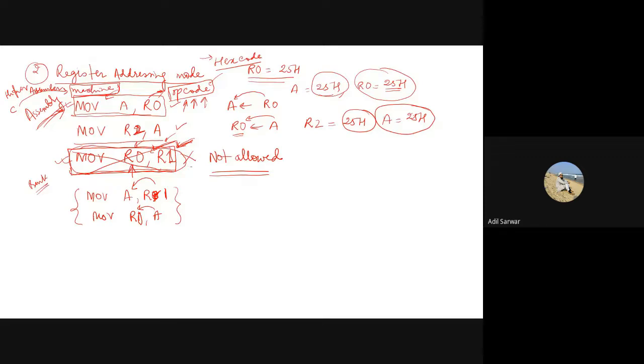Is it fine? Okay. So we were talking about register addressing mode, and these are the valid ways of programming in register addressing mode in 8051. Okay, let's come to the third one, which is direct addressing mode.